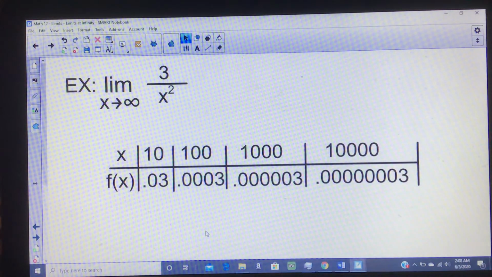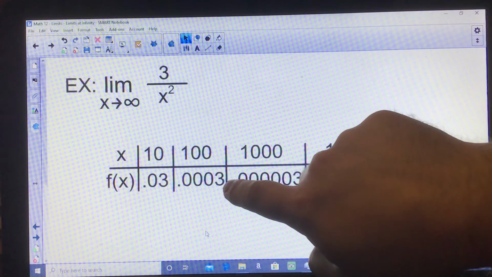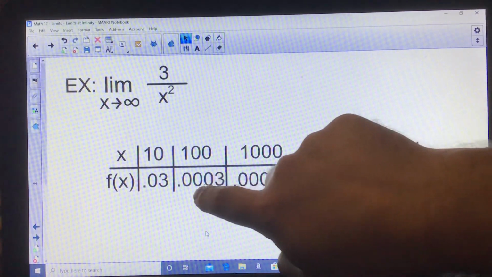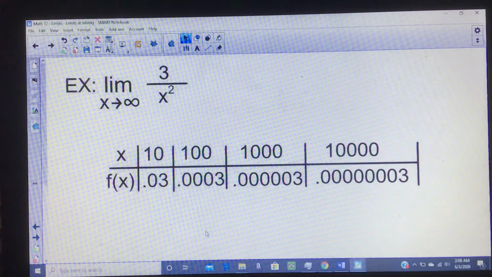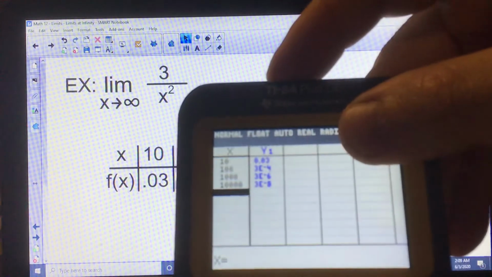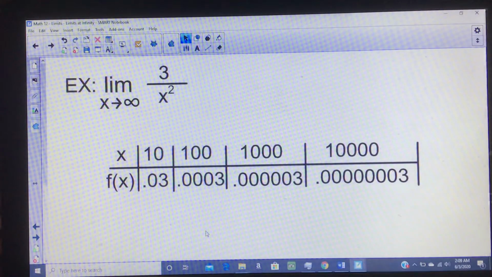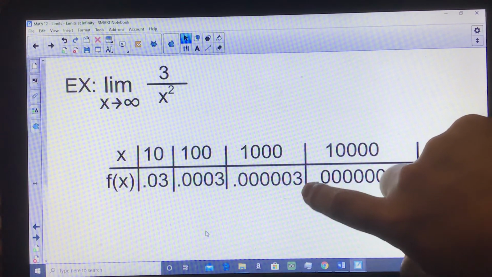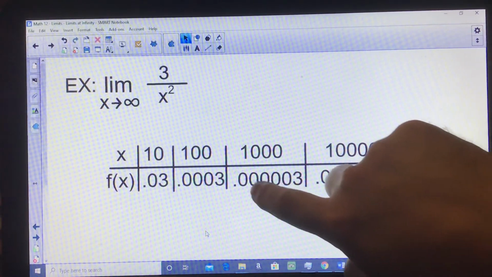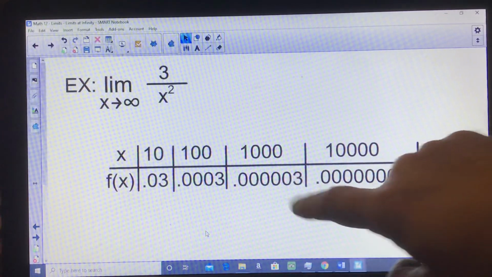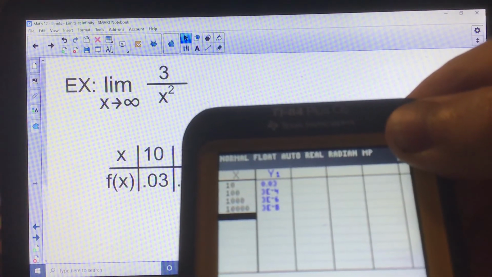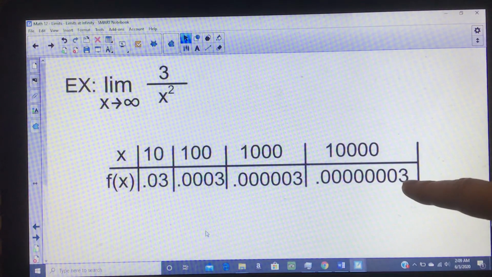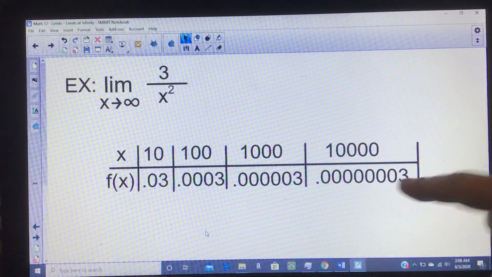Now, for the 3e to the negative 4th, I would take the number 3 and move the decimal point 1, 2, 3, 4 slots to the left. So I'm getting 3 zeros and a 3. The next one was 3e to the negative 6. So I would take 3 and move it over 1, 2, 3, 4, 5, 6 decimal places. So it gives me 5 zeros. And then the next one would be 3e to the negative 8. So I'm going to move it over 8 spaces and get 7 zeros.